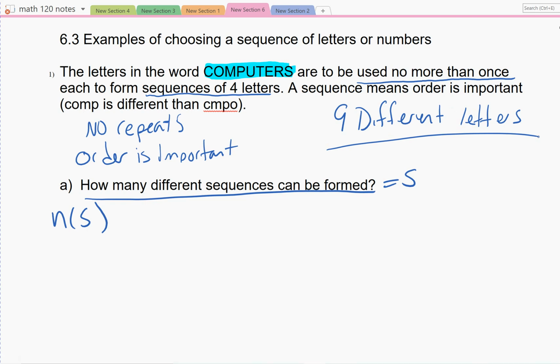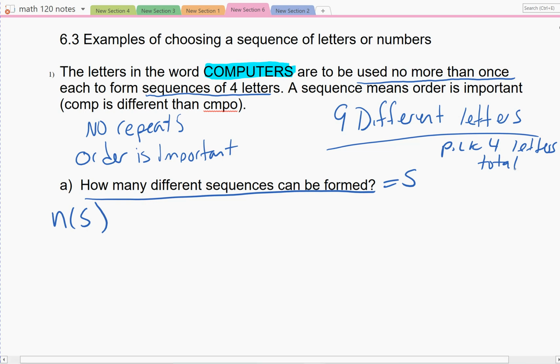Alright, how many different sequences can be formed? Well, we want a sequence of 4. We're going to pick 4 letters total. So that's sort of the important information. No repeats. The order of the sequence is important. 9 different letters I can choose from, and I'm going to pick 4 of those 9 letters to get my sequence, right? C-O-M-P is an example of a sequence of 4 letters based on the letters in the word computers.